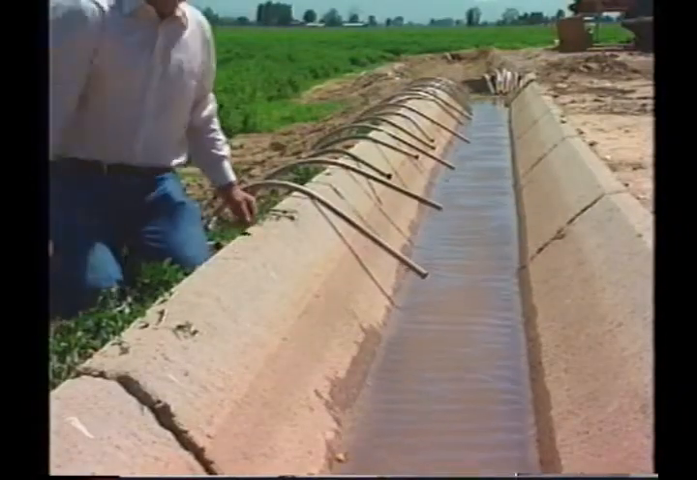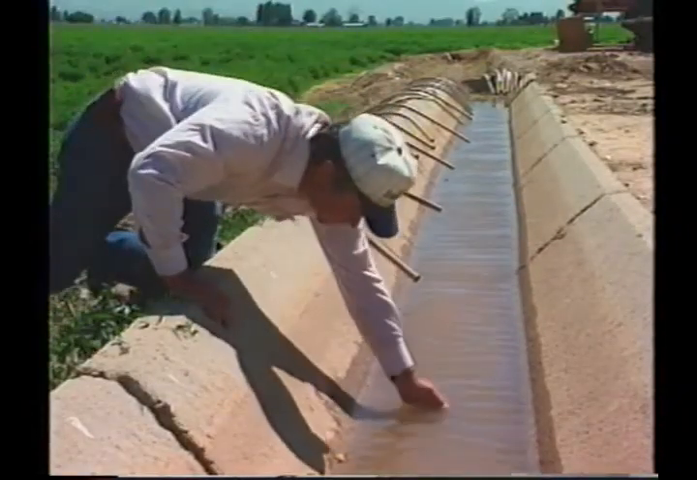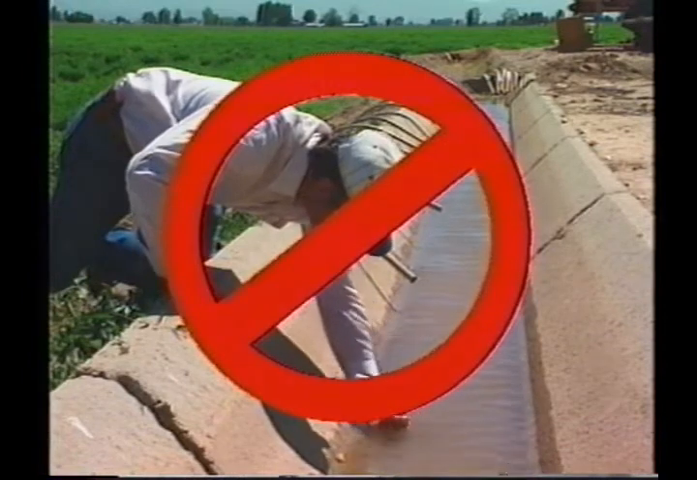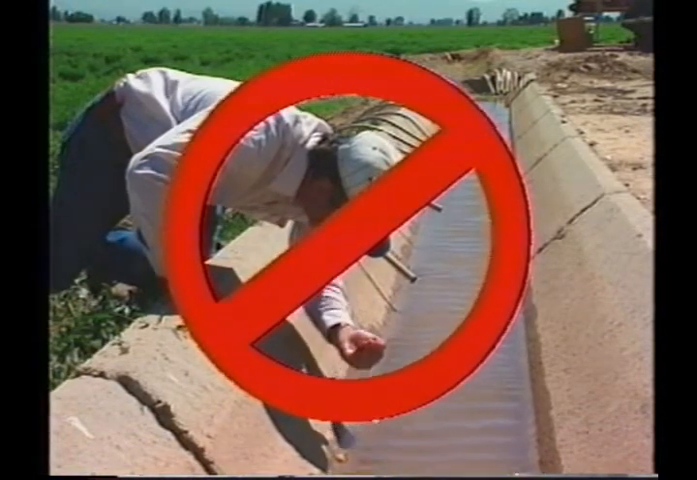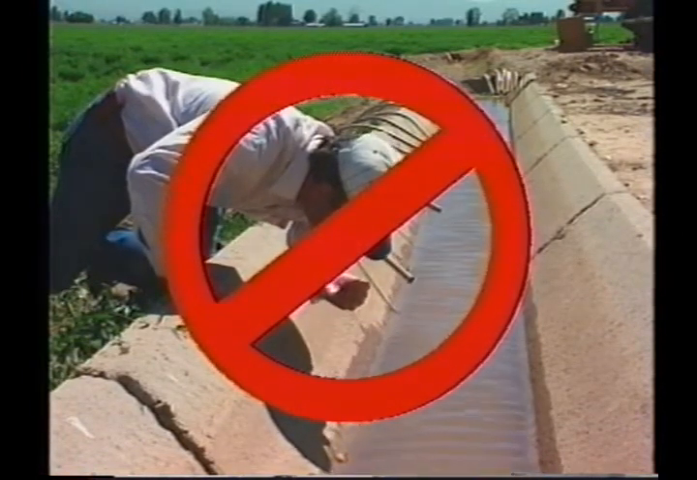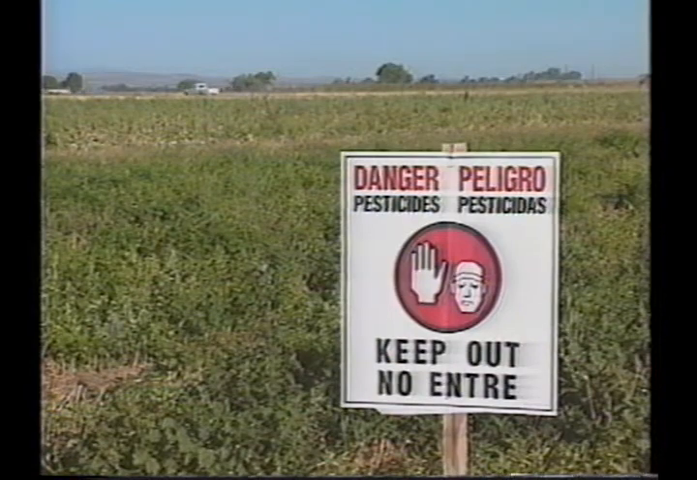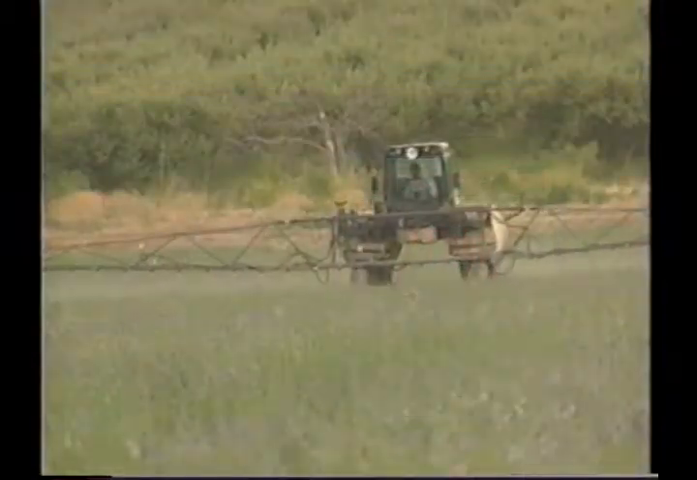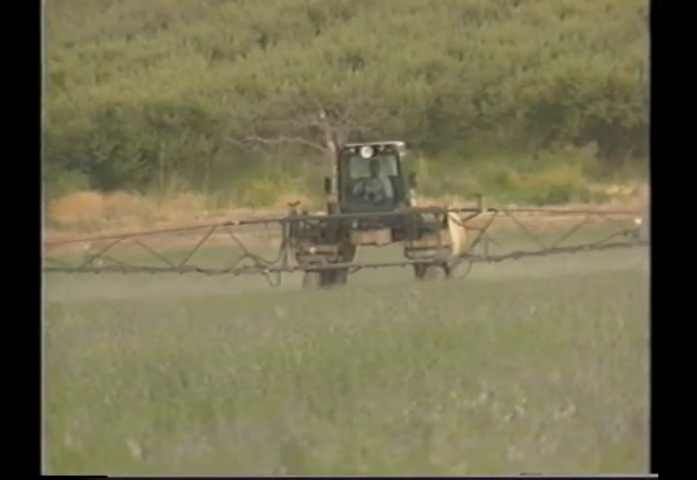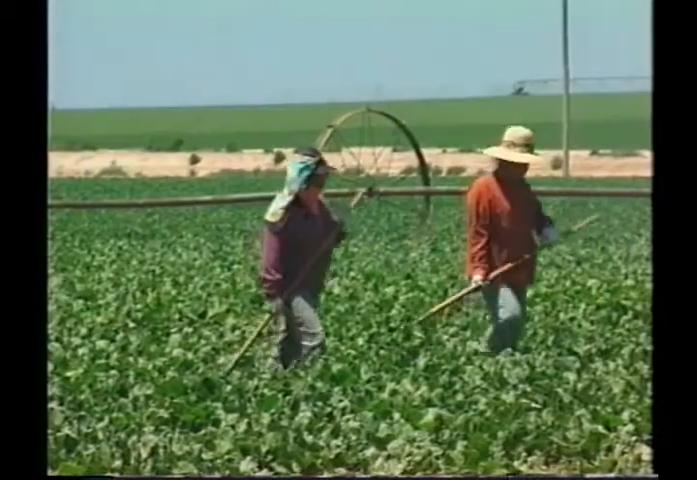You may be tempted to drink or rinse off with irrigation water. Don't do it. If the farmer is chemigating, you could be bathing in chemicals. Stay out of areas posted with warning signs. The area has been sprayed recently and the concentration of pesticides is high. Remember, if pesticides are drifting to where you are working, leave immediately.